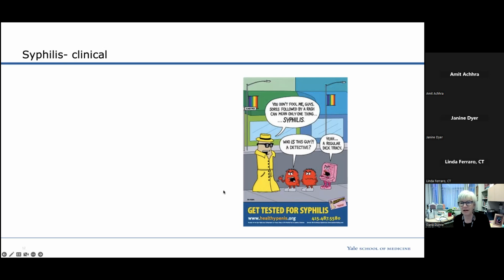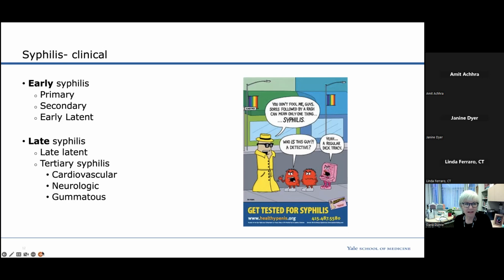So there was quite a PR campaign, and this poster really says it all with the stages of clinical syphilis. You don't fool me. Sores followed by a rash can only mean one thing. So we'll elaborate on that. We differentiate clinical syphilis into two parts for purposes of treatment, really.